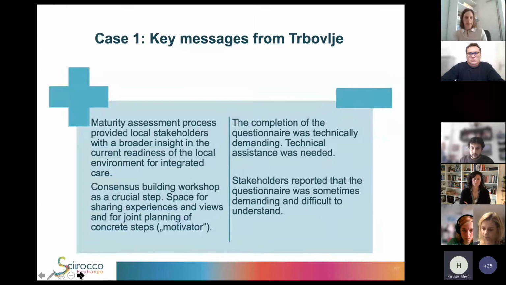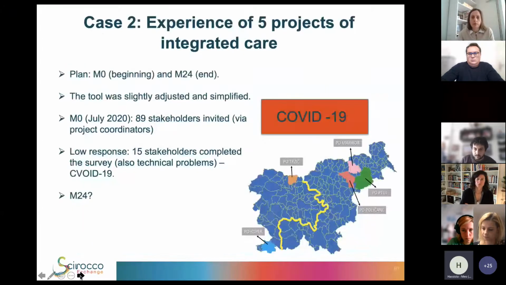You can move the slide. So at the beginning of the project and at the end. So in July 2020, we, as the evaluator of the project, invited 89 stakeholders from 5 pilot sites to complete the questionnaire, the instrument. This invitation did not come directly from us, but we helped the project coordinators to do this step. So they were inviting the local stakeholders to fill in the questionnaire.